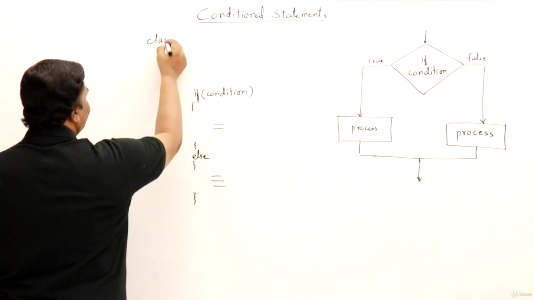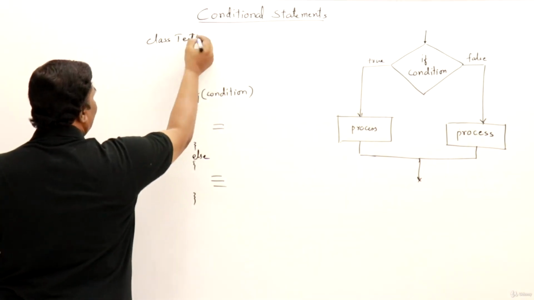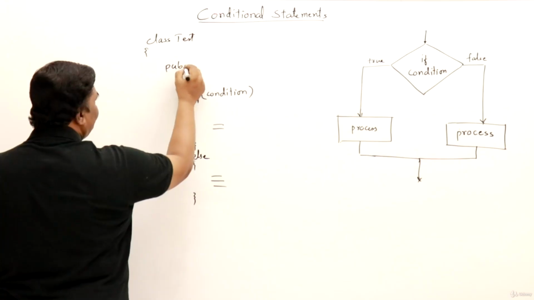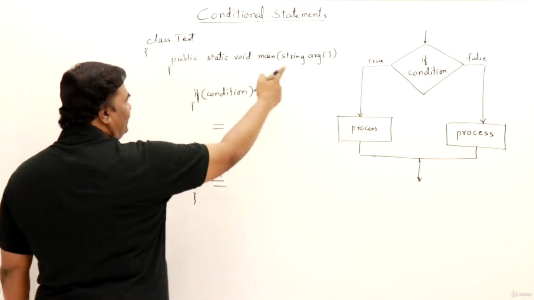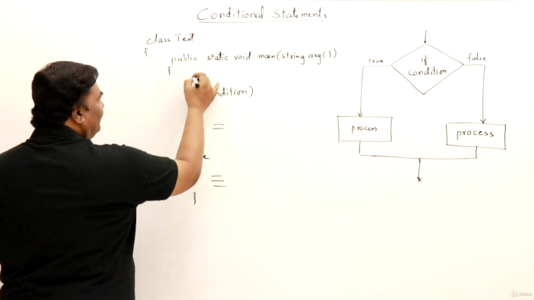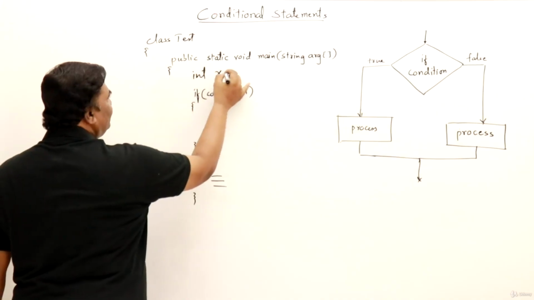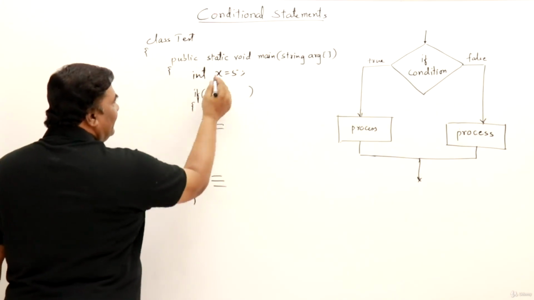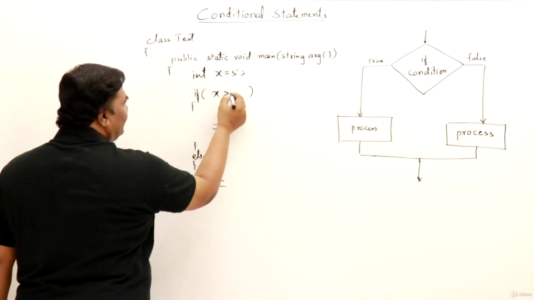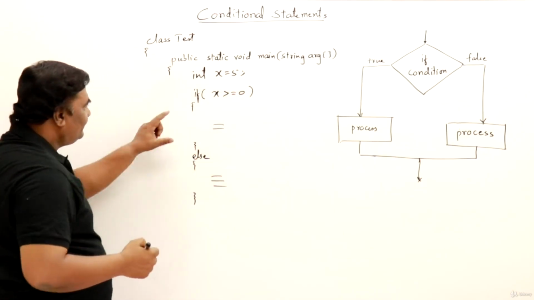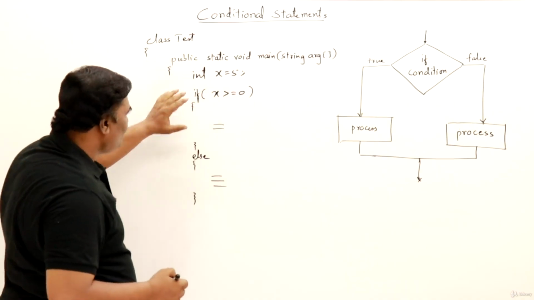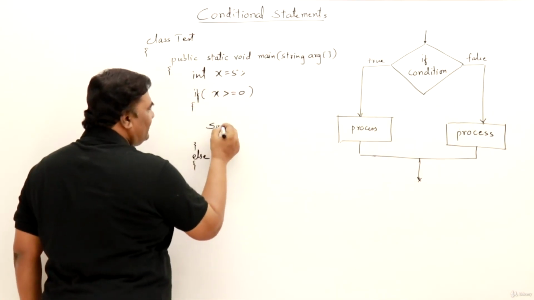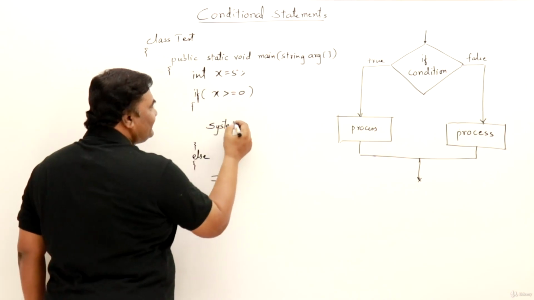Let us say class test. Then inside this we must write down a public static void main method. So this is the main method. Inside the main method, I will declare one variable x, and I will store the value 5. Now here I will write down a condition. If x is greater than or equal to 0, then the number is positive. If it is true, it will enter into this block. So here let us just print a message, System.out.println, "it is positive".